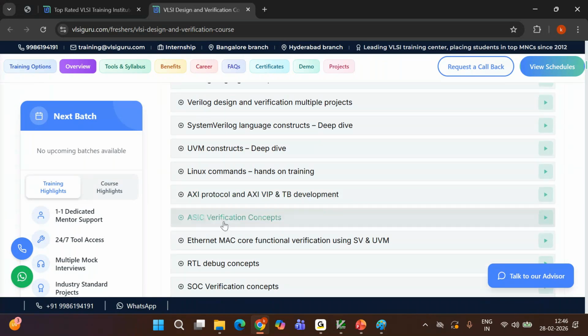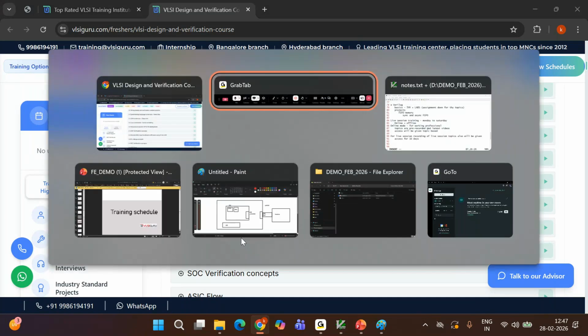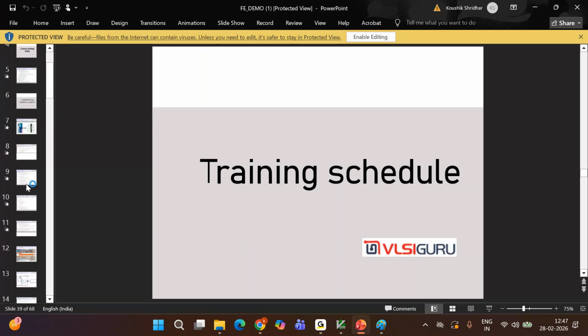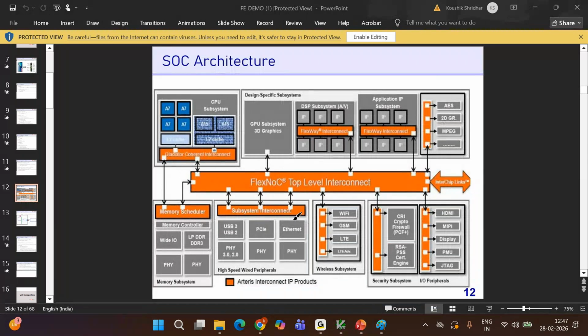Ethernet MAC is a project, and it is a very vast project. It's real time. I showed you one Ethernet block in the SoC architecture, right? Here there is something called Ethernet. This is that Ethernet MAC project that you saw in the course. This verification is what we will be doing.